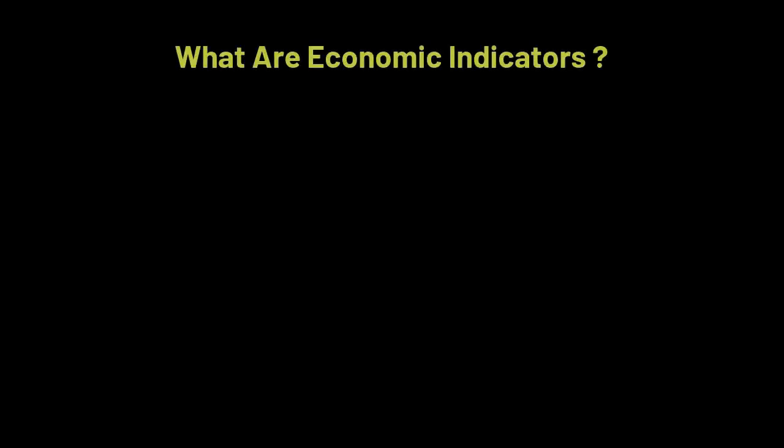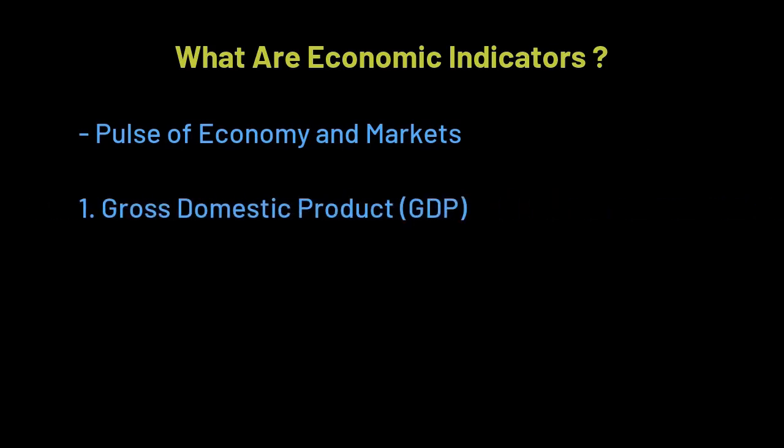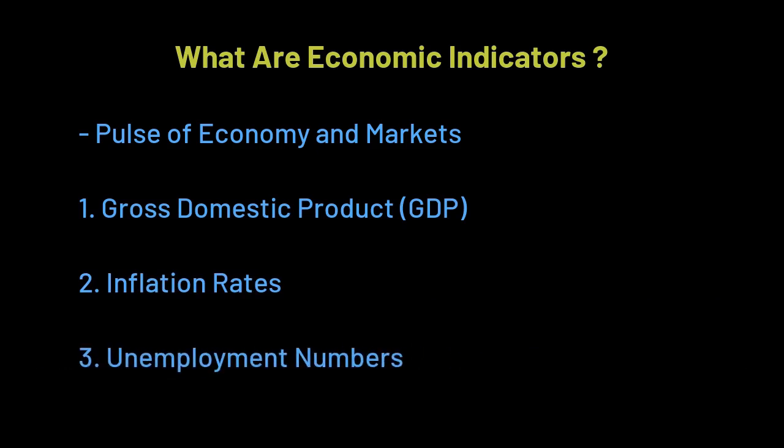Before we get into how to use them, let's quickly define what economic indicators are and why they matter. Simply put, these are data points that reflect the health of the economy. Things like gross domestic product, GDP, inflation rates, and unemployment numbers. When you understand these indicators, you are better equipped to predict market movements. Think of them as the heartbeat of the economy. When they shift, markets react. Let's break down the three big ones you need to watch.